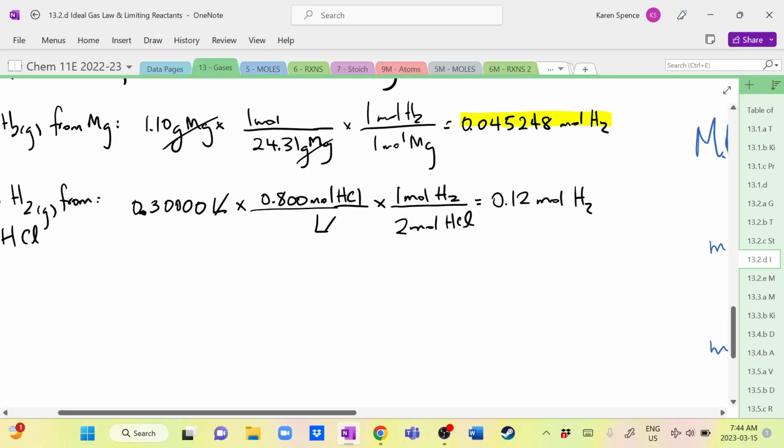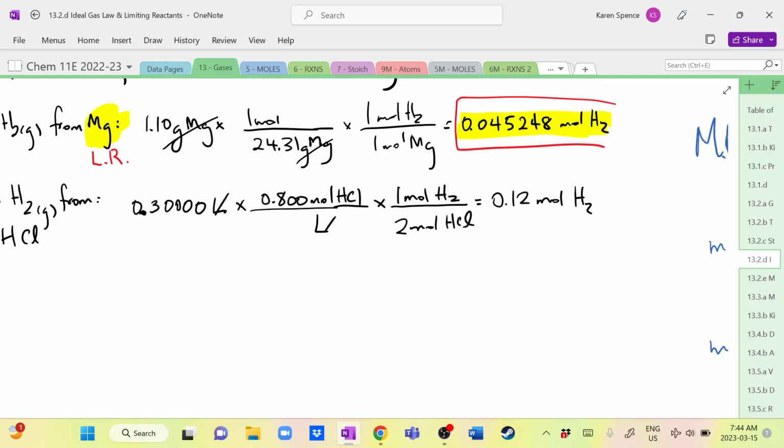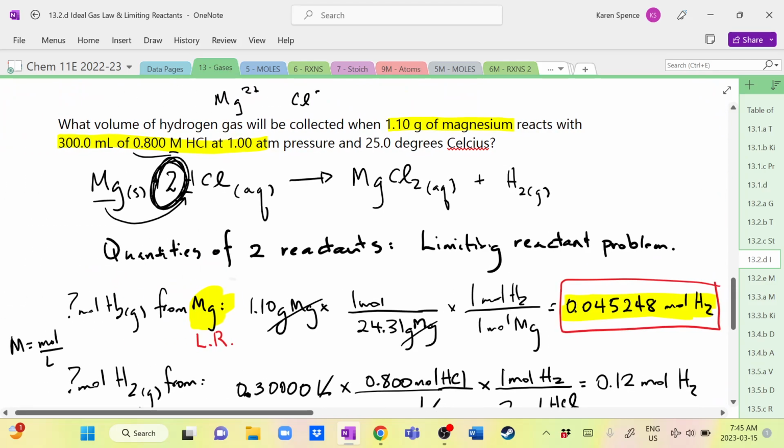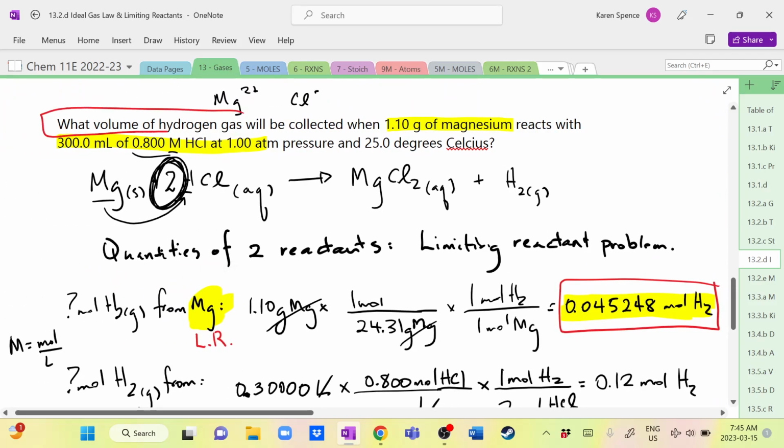So our magnesium could make a smaller amount of H2, and that means our magnesium is the limiting reactant because it limits the amount of product that can be produced. All right, so far so good. What was the question asking us? We wanted the volume of hydrogen gas. Well, we have the moles of hydrogen gas.